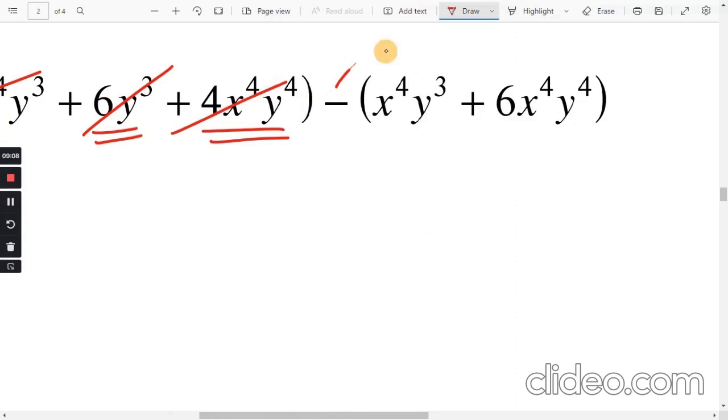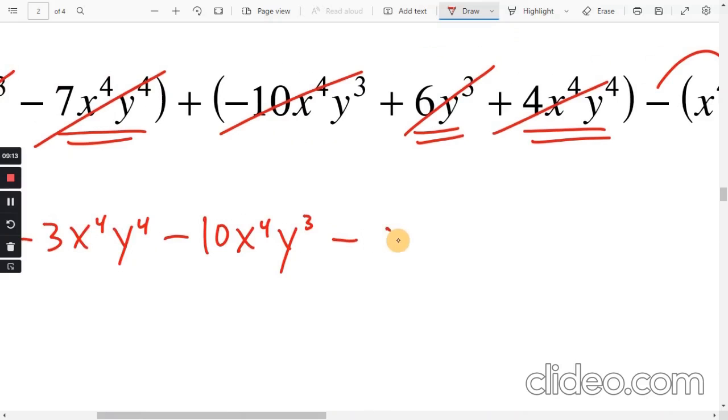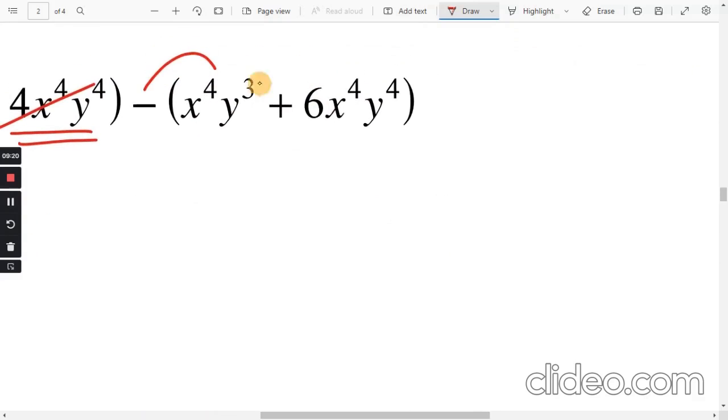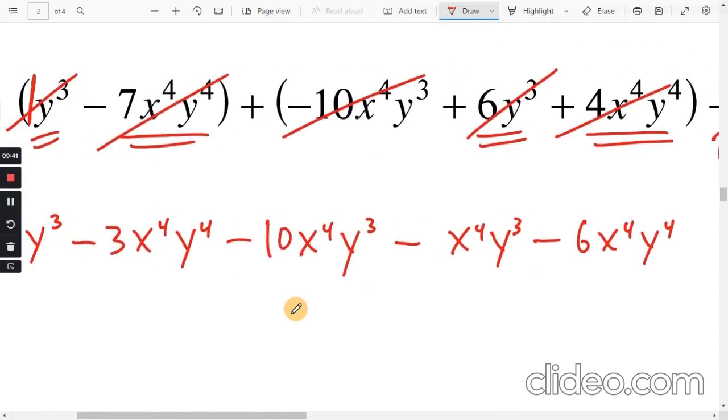Okay, so I got everything so far except for this. Distribute the negative, negative x to the 4th y to the 3rd. And negative 6x to the 4th y to the 4th. Notice when I distributed the negative, the signs changed. The plus minus sign changed on both of those terms. They both became negative. All right.